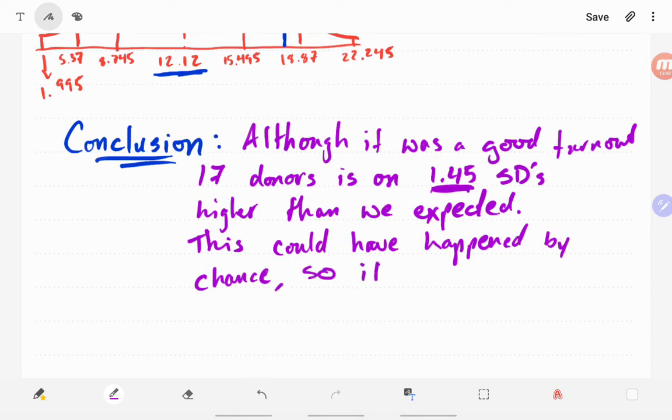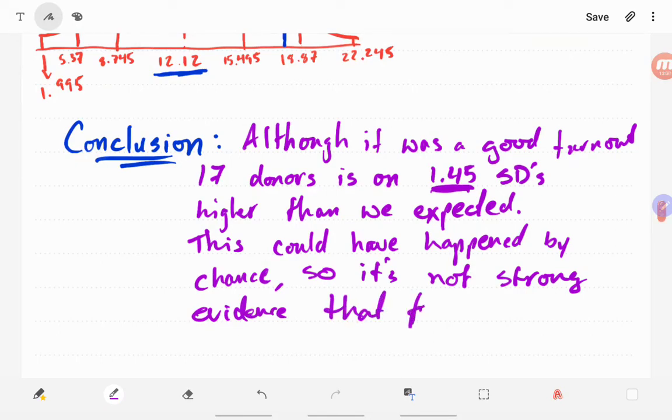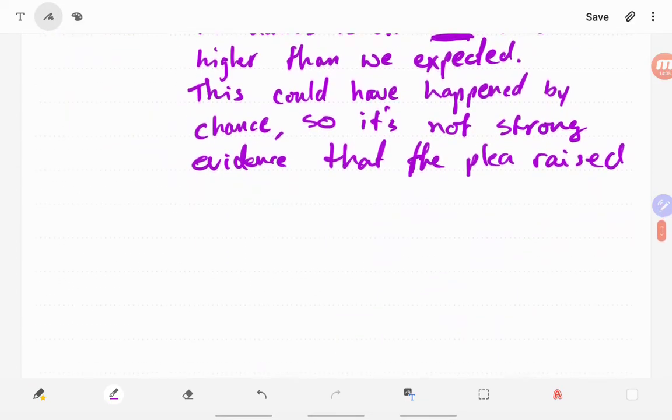So, it's not strong evidence that the plea raised the number of universal donors who came to the blood drive.